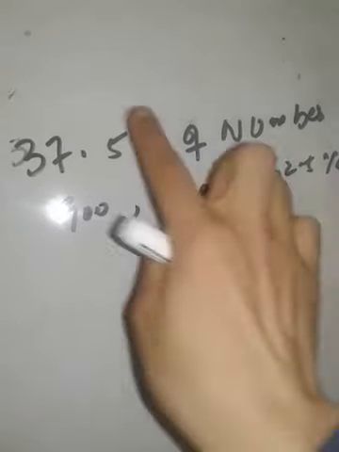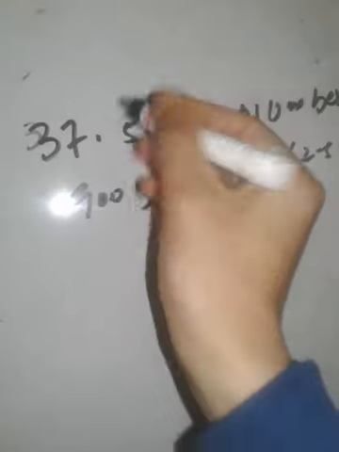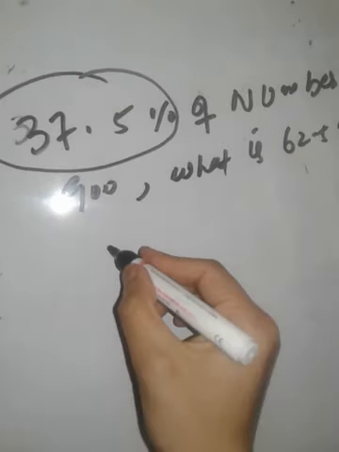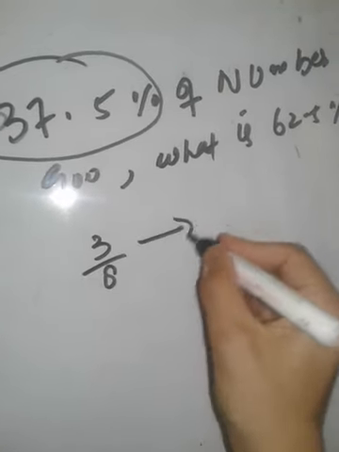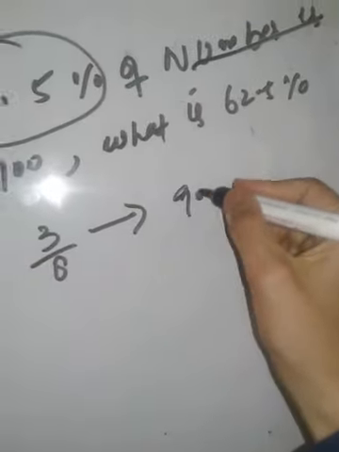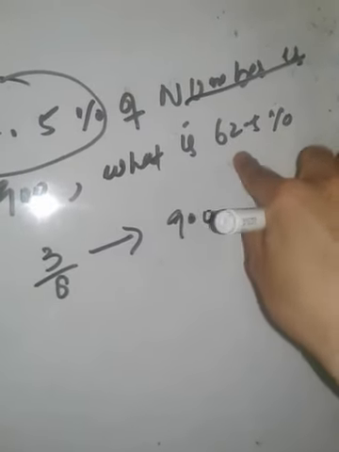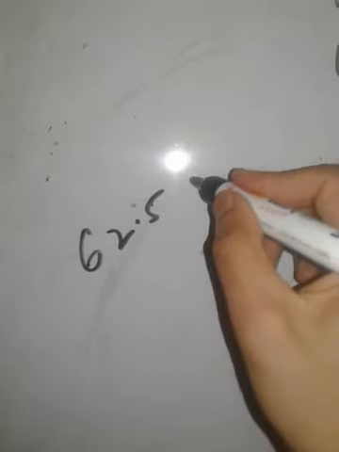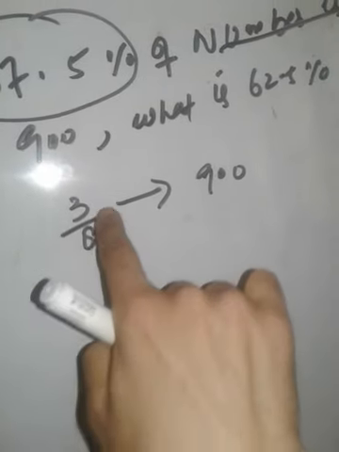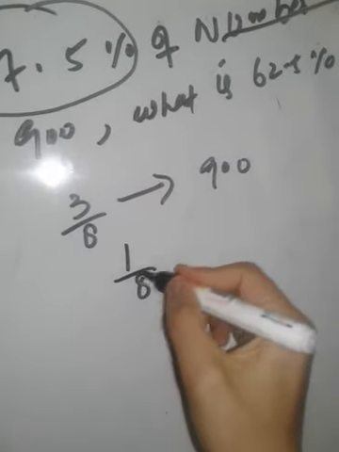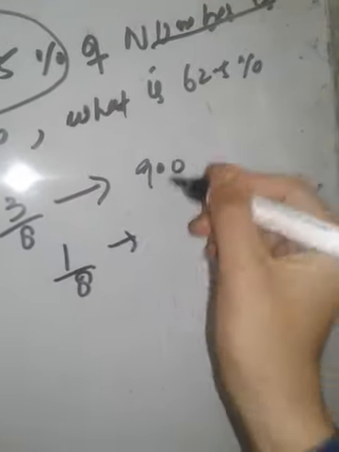So I'm again telling you that you must have an idea of the percentage table. 37.5% represents what fraction? It is 3 by 8. Simple. 3 by 8 of the number is 900. You need to find 62.5%, which is 5 by 8. So how will you do this? Simple. Have a look. We will find 1 by 8 and multiply it by 5. 1 by 8 will represent 900 divided by 3, which is 300.